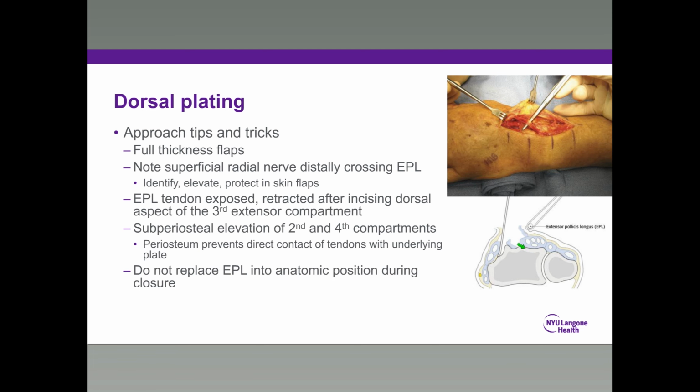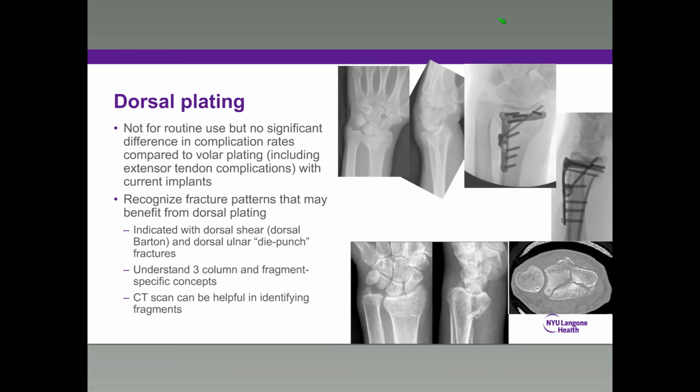And it's really important to do subperiosteal dissection of the fourth compartment going this way, and if you come in this direction, the second compartment as well. You want to try to keep it subperiosteal, because then when you put your hardware in and close, your periosteum at least will be a little bit of a barrier between the plate and the extensor tendons. Obviously, you can't always do that based on the fracture pattern itself, but if you can have some sort of protection there, that's great. And you don't want to put the EPL back into its anatomic position during closure, because that is a pretty good way to make sure that you're going to get a rupture. There's just not enough space in there anymore after the plate's there.